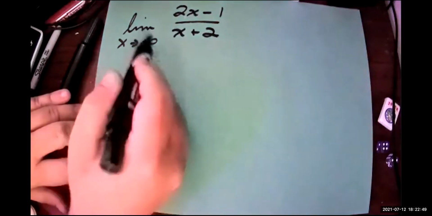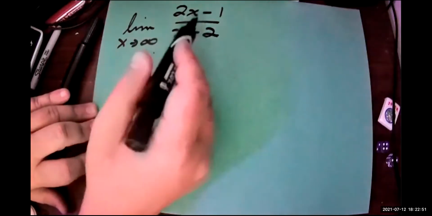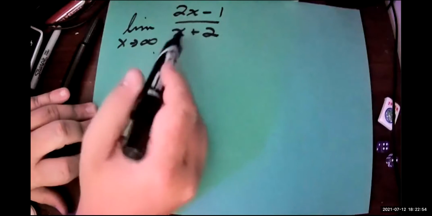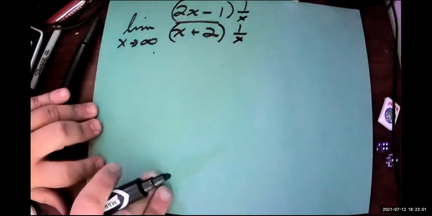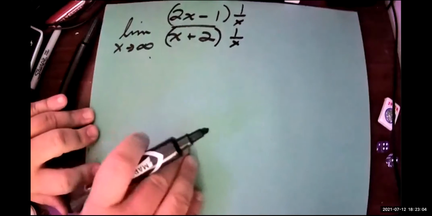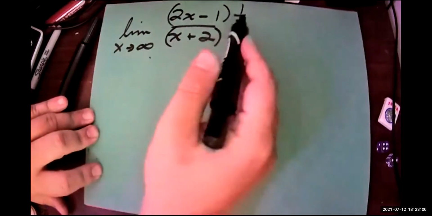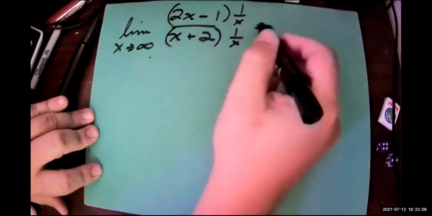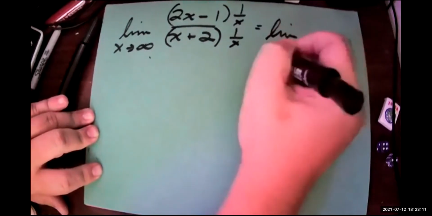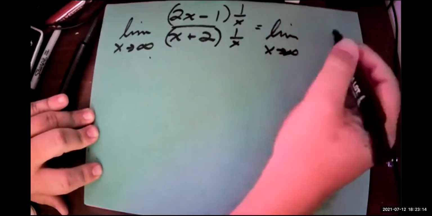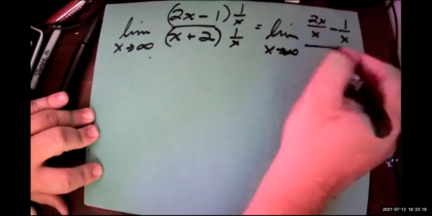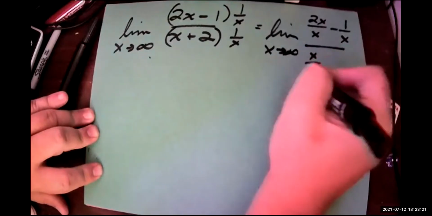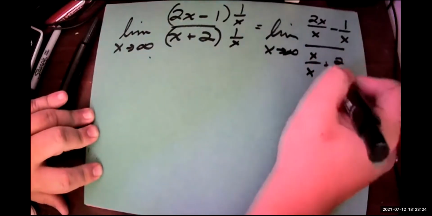I see that it's a limit as x approaches infinity, so I think, what is the highest power of x? X to the 1 is the highest power of x. So I'm going to take the top times 1 over x and the bottom times 1 over x. This is in your textbook, and we'll see models of this in a minute in the writing. Now that you have this, use your distributive property and make this a new limit of 2x over x minus 1 over x all over x plus 2 over x.